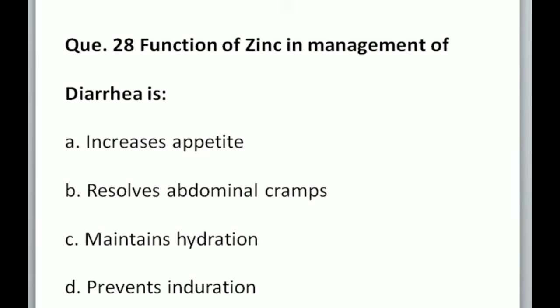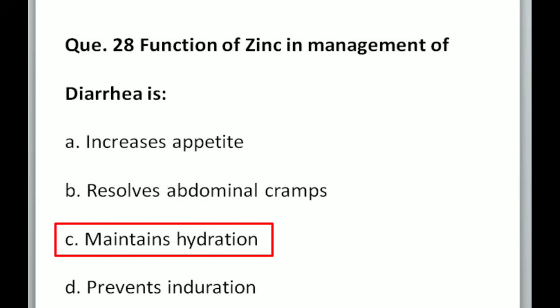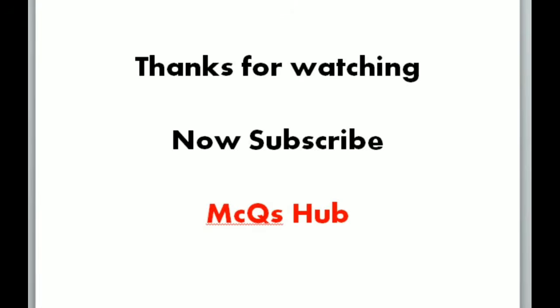Q28. Function of zinc in management of diarrhea is A. Increases appetite. B. Resolves abdominal cramps. C. Maintains hydration. D. Prevents induration. Correct option is C. Maintains hydration.